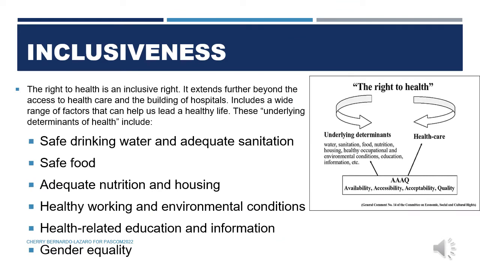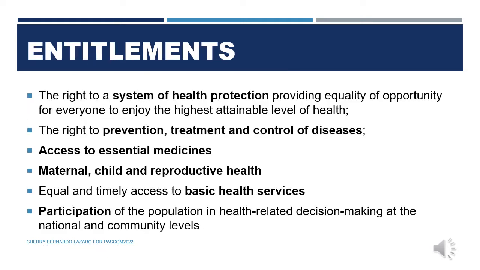Therefore, it does not only include healthcare facilities and services, but also the underlying determinants of health, which include food and drinking water, housing, working conditions, education, and equality. The right to health also includes entitlements such as the right to a system of health protection, access to essential medicines, basic health services, and entitlement to participate in health-related decision making.